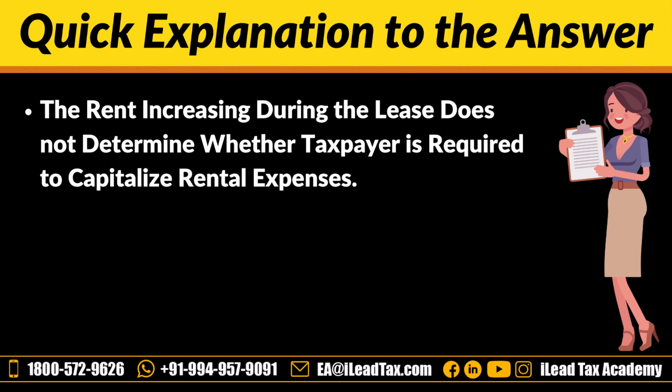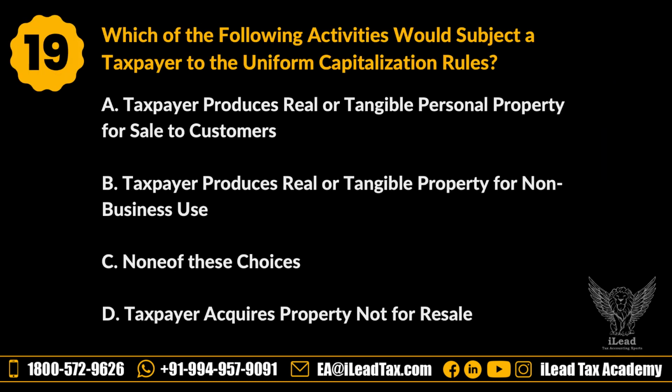Let's go to the next question. Which of the following activities would subject a taxpayer to the uniform capitalization rules? A. Taxpayer produces real or tangible personal property for sale to customers. B. Taxpayer produces real or tangible property for non-business use. C. None of these choices. D. Taxpayer acquires property not for resale.